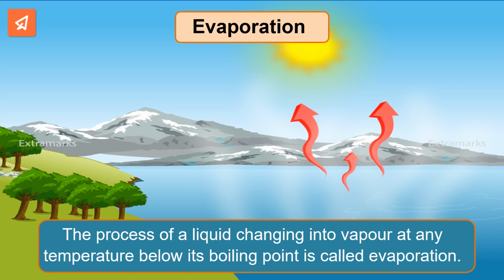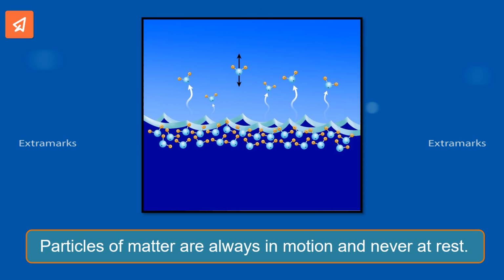The process of a liquid changing into vapor at any temperature below its boiling point is called evaporation. Let's study how the process of evaporation takes place.